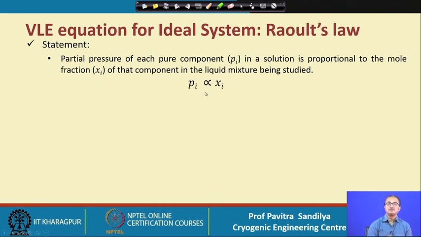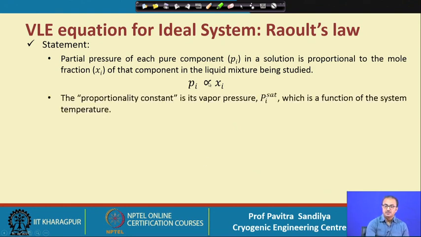And it is given mathematically like this. This proportionality constant we put in terms of Pi sat, that is, the partial pressure p i is equal to x i into Pi sat. So, this is the statement of Raoult's law.